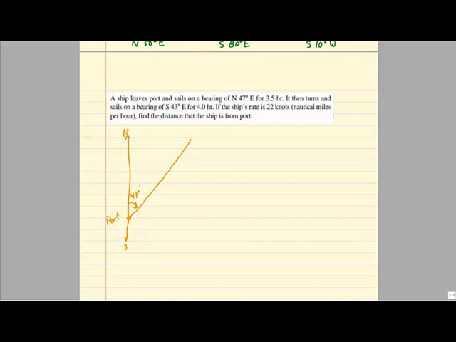Okay, and then it says I turn. So at this point I'll say I turn. And when I turn, what ends up happening is I have another north-south line that I need to work with. Now as I turn, it says 43 degrees east for 4 hours. Okay, so 43 degrees east as I go south. So from this south line, I'm going to head east this direction of 43 degrees. So this is 43 degrees right here.